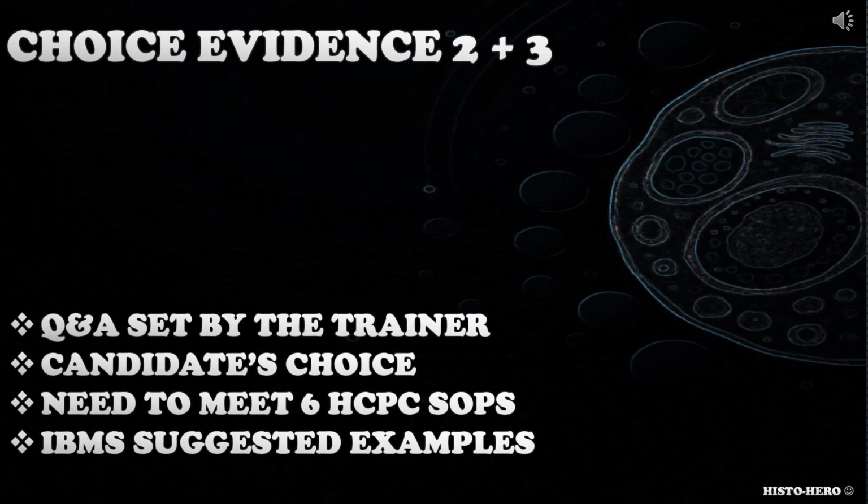So now that we have finished with the mandatory evidence, let's have a look at the choice evidence 2 and 3, which are candidates' choice evidence and Q&A set by the trainer. They both together have to meet 6 HCPC standards. And if you download the module descriptors for the registration portfolio from the IBMS website, you will find some example evidence suggested by the IBMS, which is very handy.